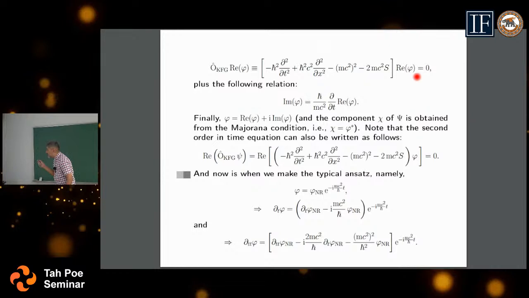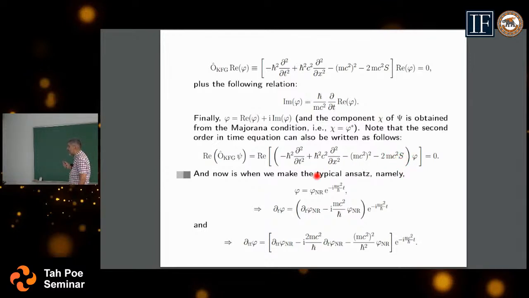Phi is complex, but the operator is real. So the operator acting on the real part is the real part acting on the operator, and you have the real part acting on this. And that's great because phi is complex. You're finally dealing with a real scalar field, but this part is complex.